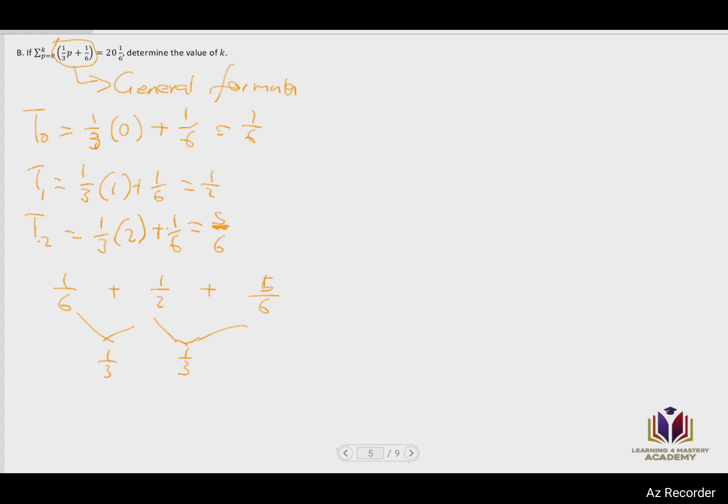Okay, then what's going to be our a? Will a be the value of t1, or will it be the value of t0? A is going to be the value of t0 in this case, because the t0 is going to be the first term of this particular sequence or series that we are calculating. All right, so it's going to be the 1/6. There we go.